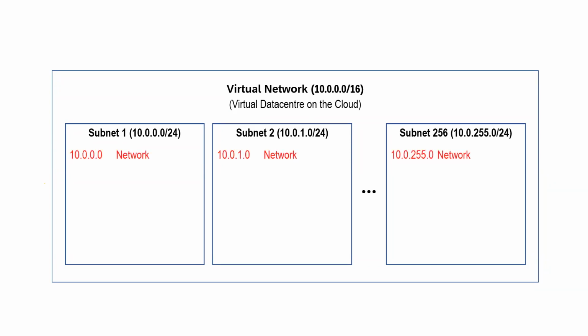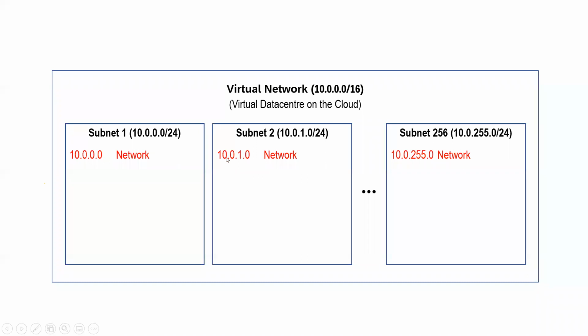And now under each subnet, this is your network address. The first IP in that subnet address will be your network address. So in the first subnet, it will be 10.0.0.0. This will be your subnet, the network address.